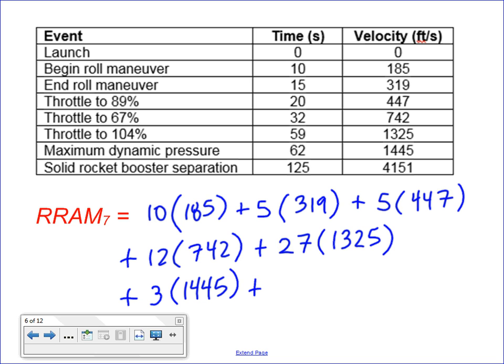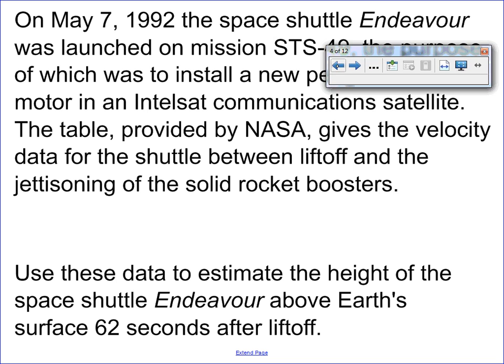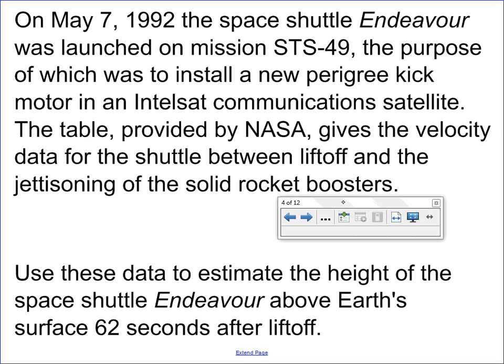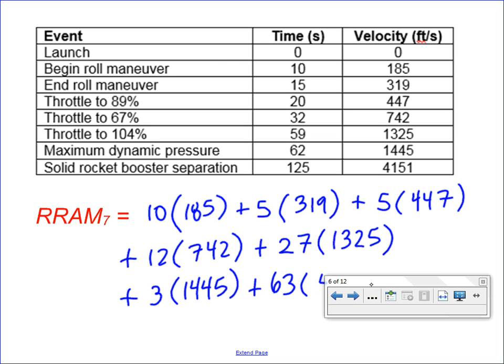And then a lot. 63? Yep. Do you want that? No, we don't want that. Yeah, we do. We're doing right hand sum, aren't we? But only the 62. Oh. Thanks for reading the directions. So 62 seconds. So this is 6 now. So that's where I saw the confused looks. This is RRAM 6.